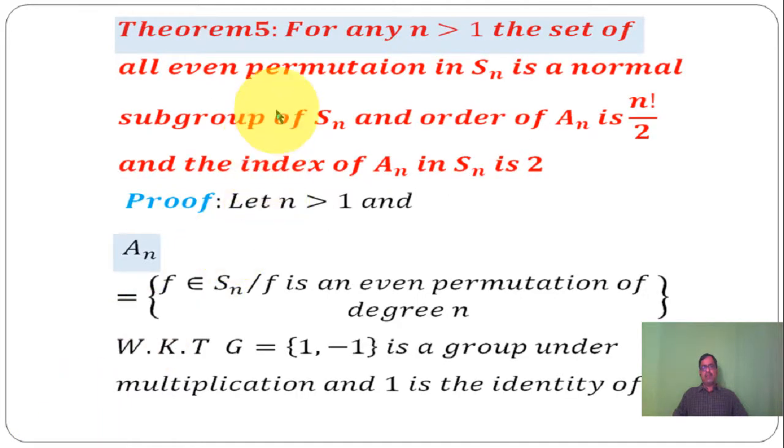Okay, next, theorem 5. For any n greater than 1, the set of all even permutations in Sn is a normal subgroup of Sn, and the order of An is n factorial by 2, and the index of An in Sn is 2.